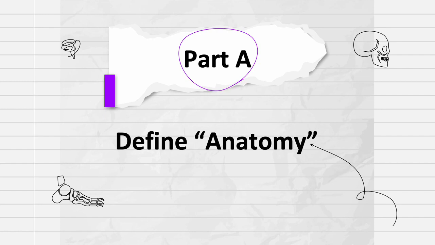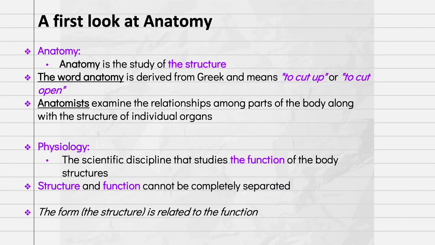So we begin by defining anatomy. What is anatomy? Anatomy is the study of structure. And here we refer to human anatomy, the study of the structure of the human body, how it is made.